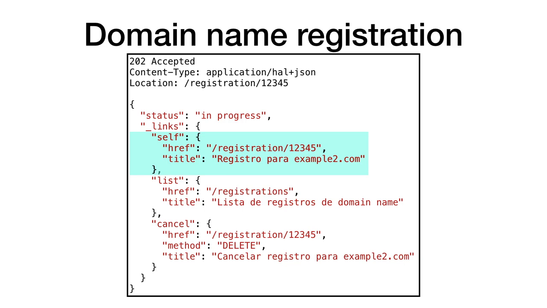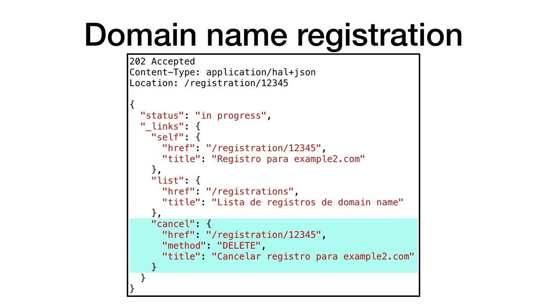We can view the status of the registration through self. We can view a list of registrations, and there's our registrations plural resource. And then we can cancel this registration as well. So what would this look like maybe on the client side?